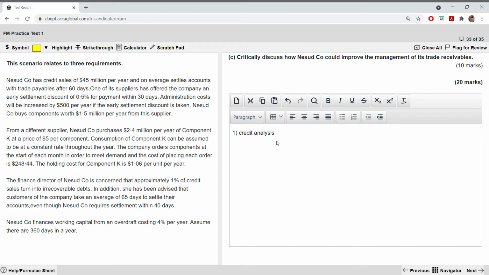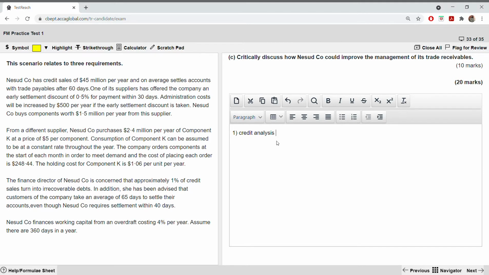How can you do the credit analysis? The question comes. I'm just reading from the answer, explaining to you and reading the answer. So this can be done through collecting and analyzing information about the potential credit customer. Find out information about that customer. How are they paying, what is their payment history?